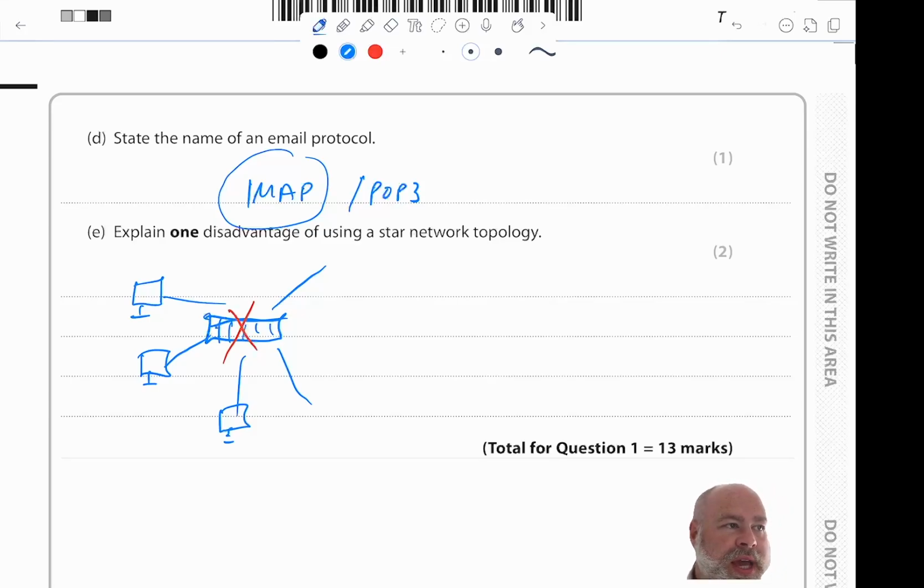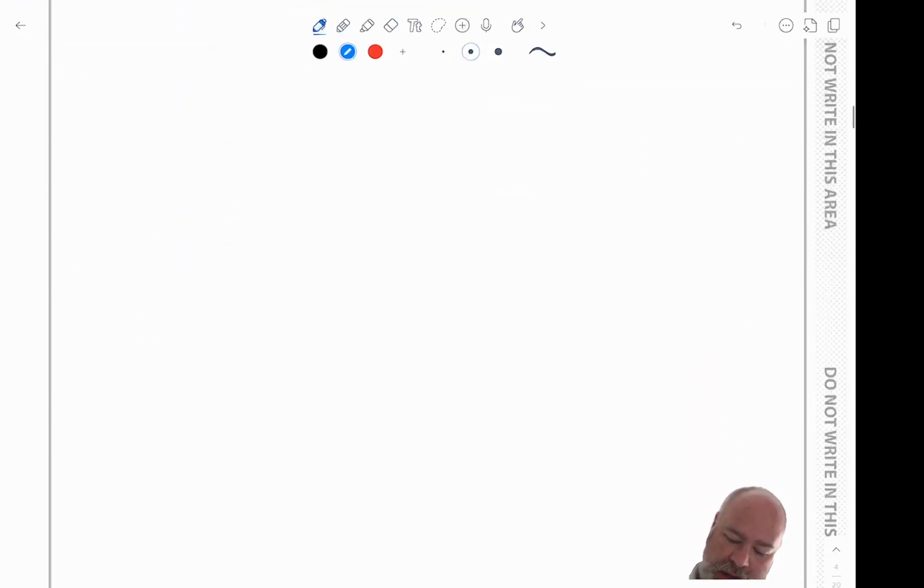You could also say they're more expensive to set up, they cost more pounds to set up, and each device needs a cable to go to the central device. A few things you could say there. Also, it's limited. Like the switch can only handle so many computers at any particular time. Let's have a look at the next question.